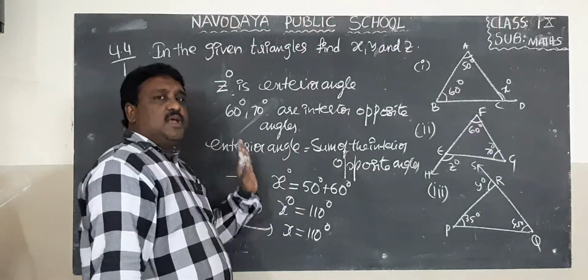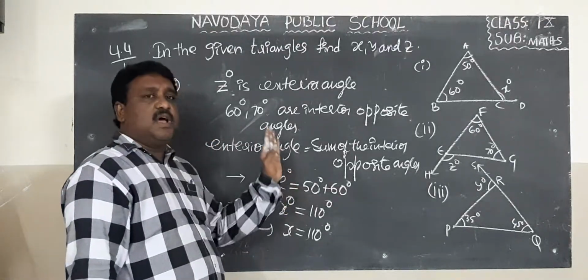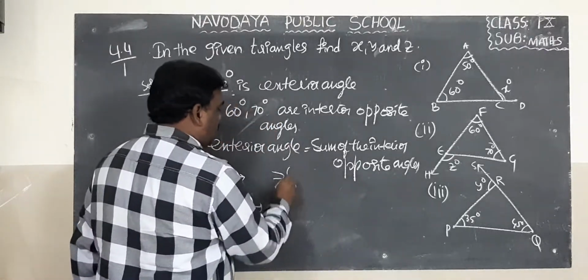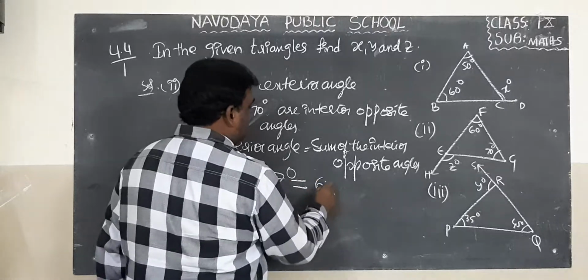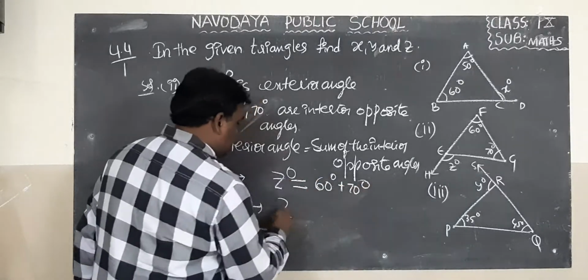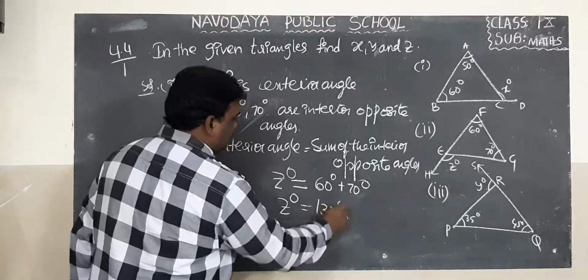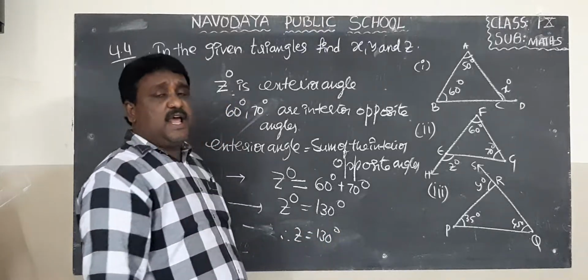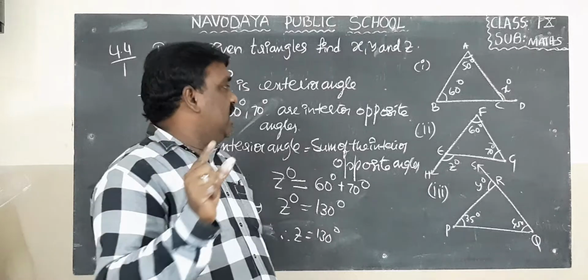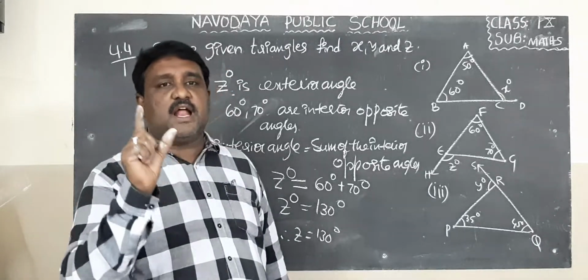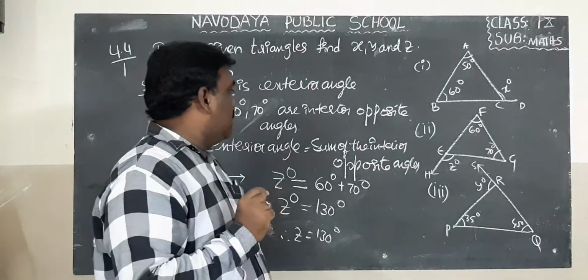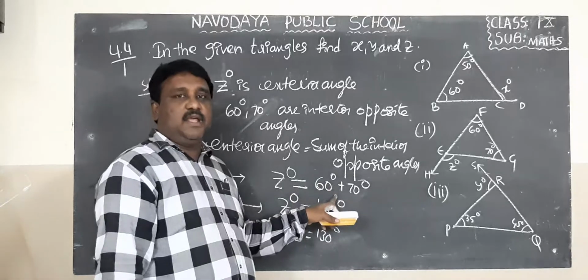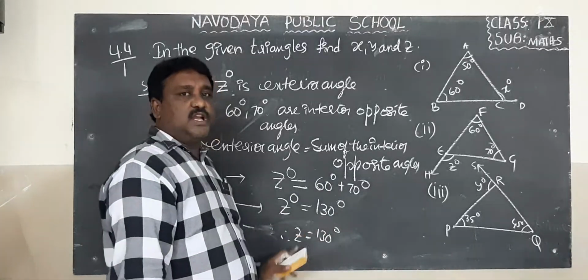Then what is the relation? Exterior angle equals the sum of the interior opposite angles. Then what we get? Z equals 60 plus 70. Z equals 130 degrees. Therefore, Z equals 130. So second diagram, Z is the exterior angle, 60, 70 are interior opposite angles. Exterior angle equals the sum of the interior opposite angles. Z equals 60 plus 70. Z equals 130.